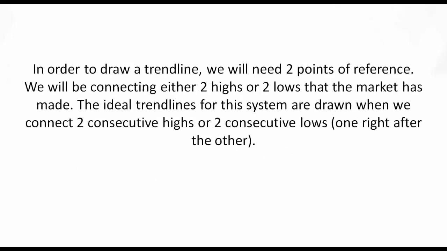In order to draw a trend line, we will need 2 points of reference. We will be connecting either 2 highs or 2 lows that the market has made. The ideal trend lines for this system are drawn when we have 2 consecutive highs or 2 consecutive lows, and this means one right after the other. When you're connecting the lows, you want the lows to be getting progressively higher. And when you're connecting the highs, you want the highs to be getting progressively lower.